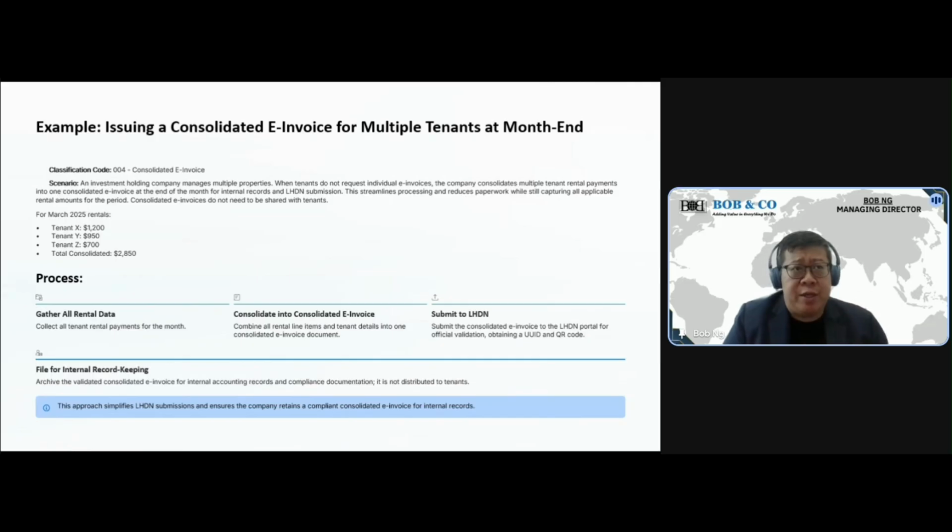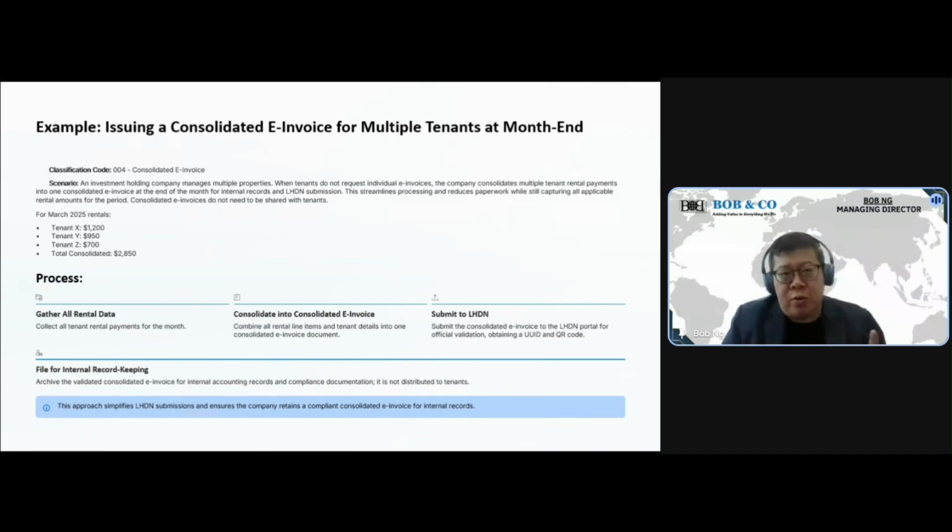And on the screen, there's an example of what we are actually trying to show. Assuming you are a tycoon, right? You have an investment holding company with a few properties altogether. And because some of the tenants don't usually request or require e-invoices from you, then you are actually able to do this via a consolidated way of doing.